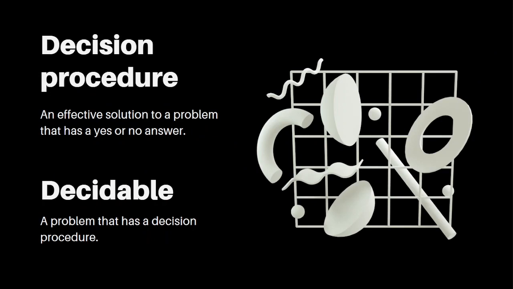So there are two concepts in this lecture, and first is the decision procedure. It is an effective solution to a problem that has a yes or no answer. Next is decidable, which stands for a problem that has a decision procedure.